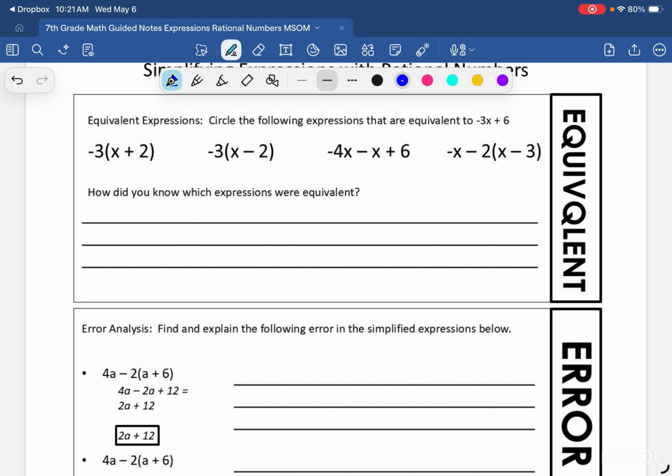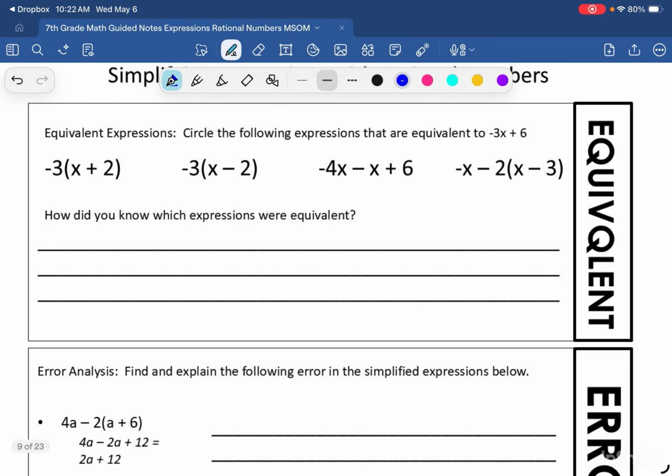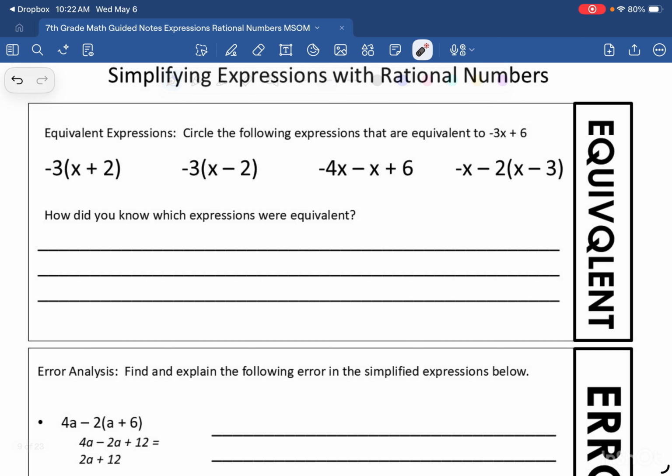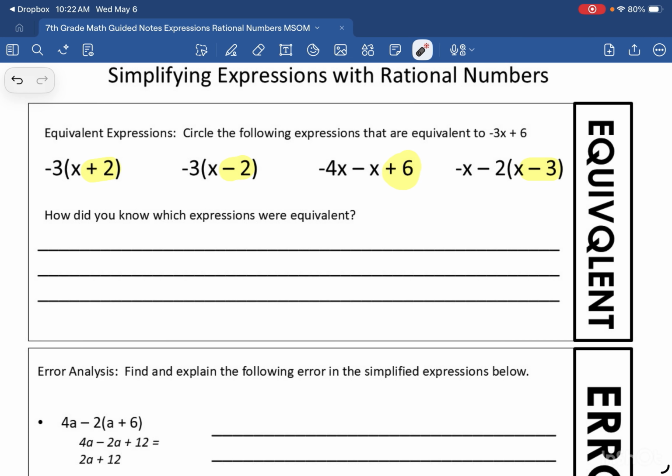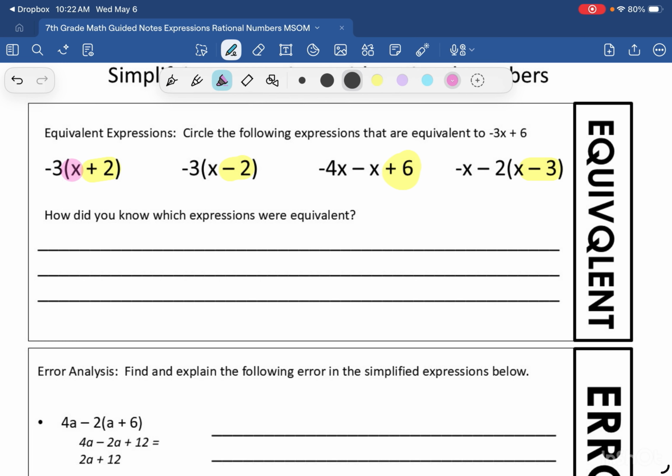Equivalent expressions. Circle the following expressions that are equivalent to negative 3x plus 6. I'm going to go through and highlight terms here just so when I go through and simplify it, it's going to be a little bit easier. I'm going to highlight this plus 2 so I can notice that's plus 2. That's minus 2. I'm going to highlight my constants over here, highlight my constants over here. So I'm going to go through and highlight my x values. So I have one there, one here, x, negative 4x minus x, negative x, and then that one right there.